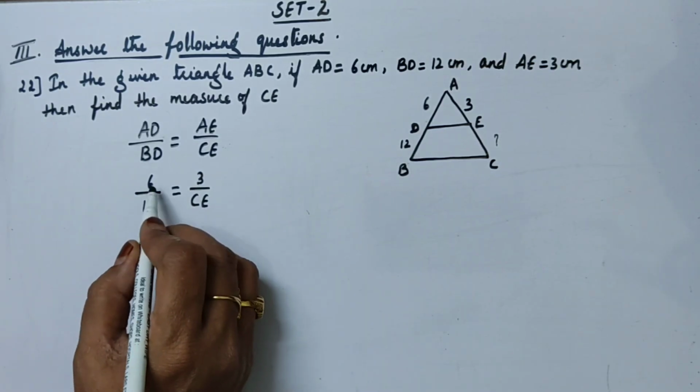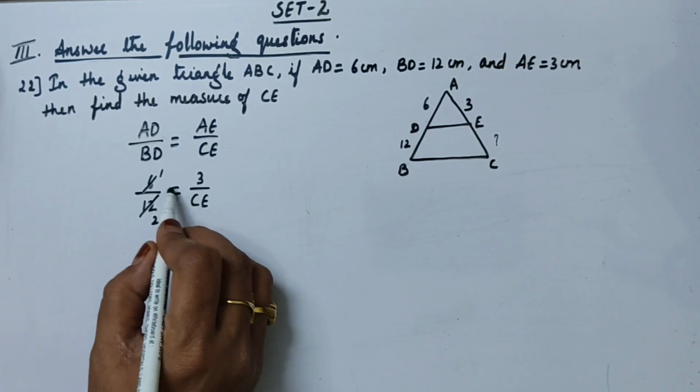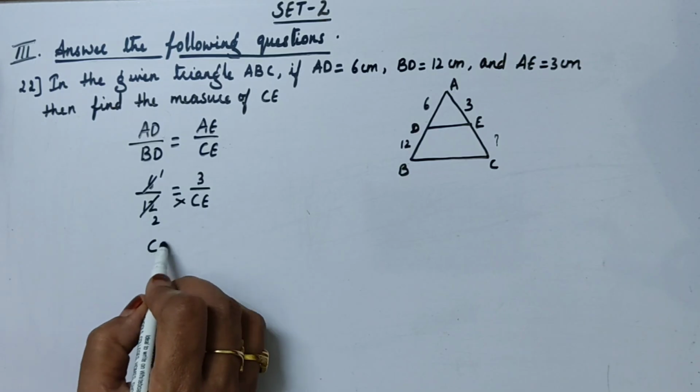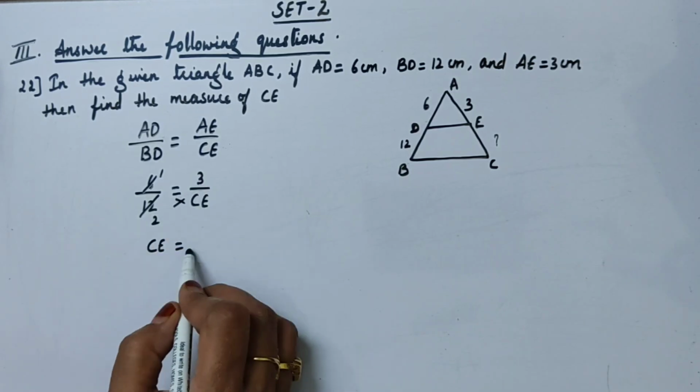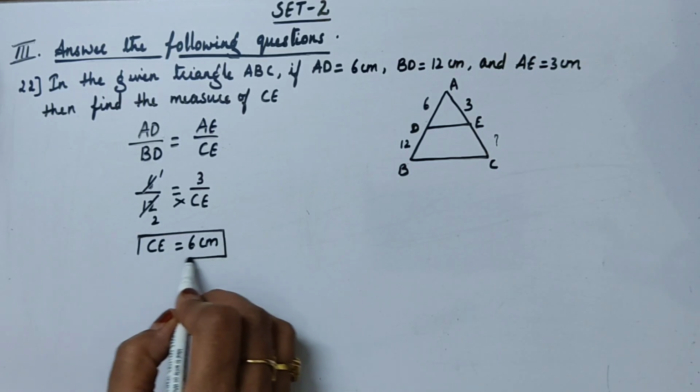Now this gets cancelled here. 6 1s are 6, 6 2s are 12. Now let us do cross multiplication. CE equals 2 3s are 6. So CE equals 6 centimeters.